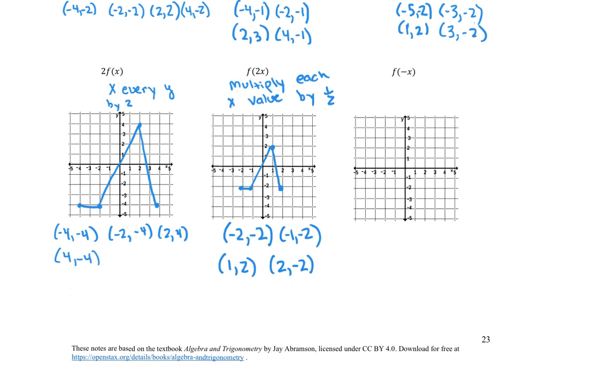In the last graph, we are applying a negative inside the parentheses. So this means we are going to multiply all of our x values by -1. If we take a look at our key points again, we're going to take the opposite value for all of our x values.